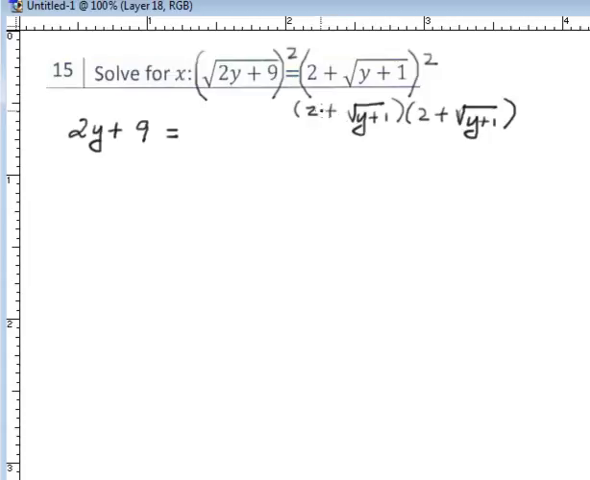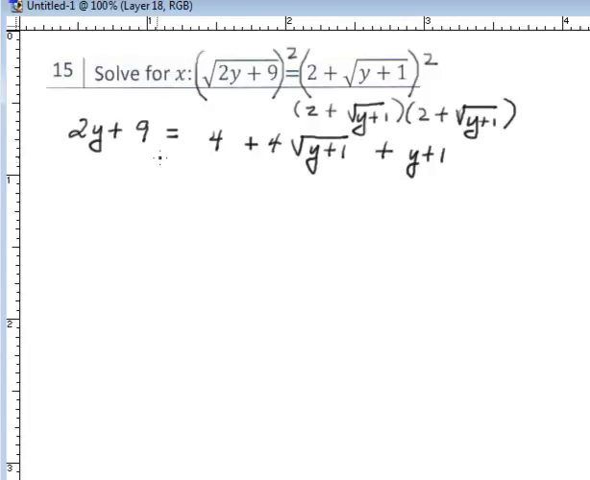Okay, so let's FOIL that out. So we have 2 times 2, that's 4. And then the middle term is 2 times the square root of y plus 1 plus 2 times the square root of y plus 1. So that's plus 4 times the square root of y plus 1. And the square root times the square root is just y plus 1. Okay, we still have a radical, so we're going to have to isolate that radical and square both sides again. All right, here 4 and 1 is 5.